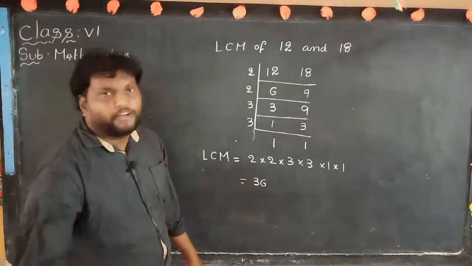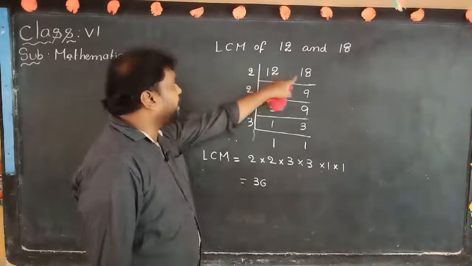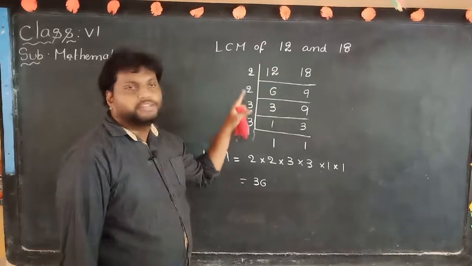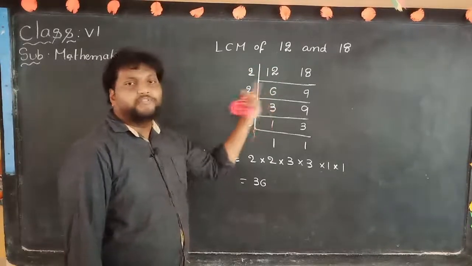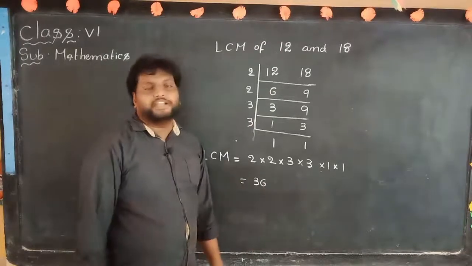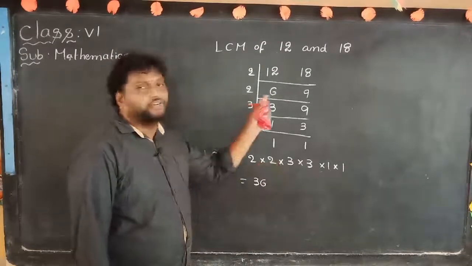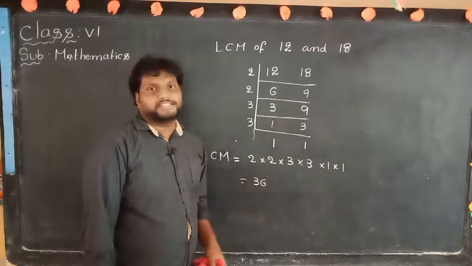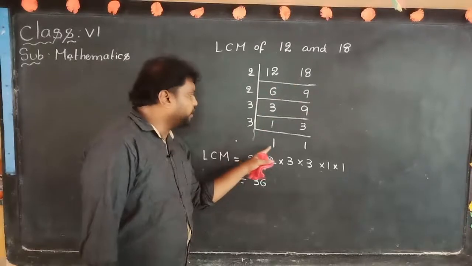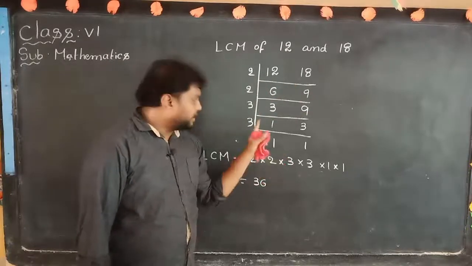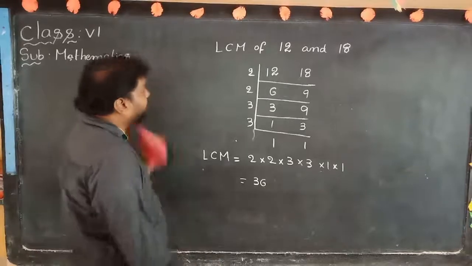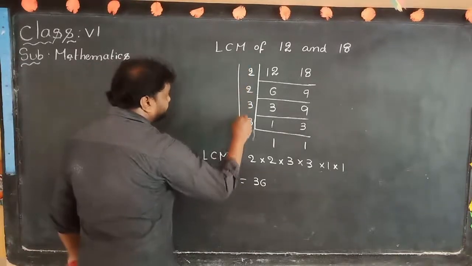One more problem I will explain before going ahead. See, write 12 and 18 separately. If it is possible we go with 2, otherwise we go with 3. If a number is not possible with 2 or 3, then we go with 5, 7, 11, etc. Like that, 2 sixes are 12, 2 nines are 18. We continue this process until the last ones, then multiply in this order.